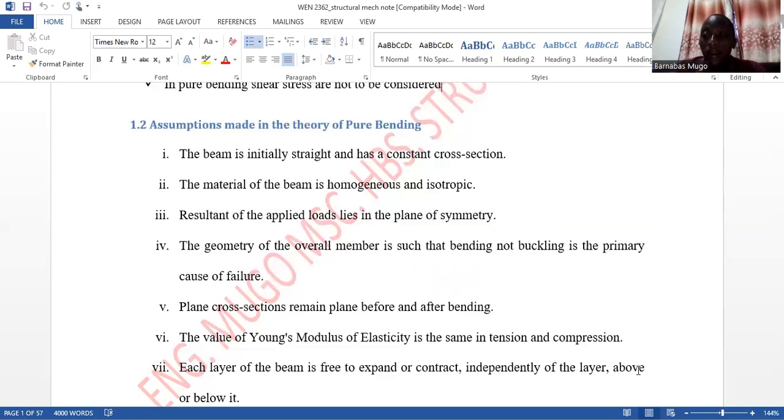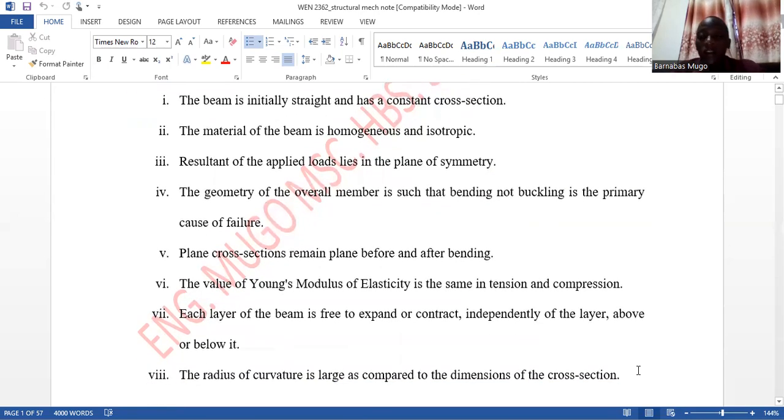Y, and Z directions. We are also assuming that the resultant of the applied load lies in the plane of symmetry. That is, the resultant weight that is applied lies on the plane of symmetry along the resultant point.